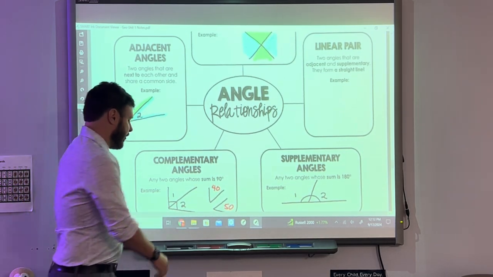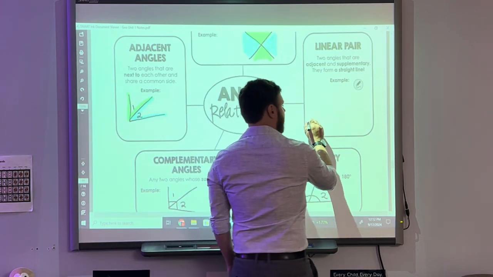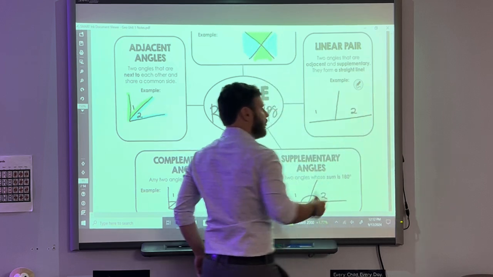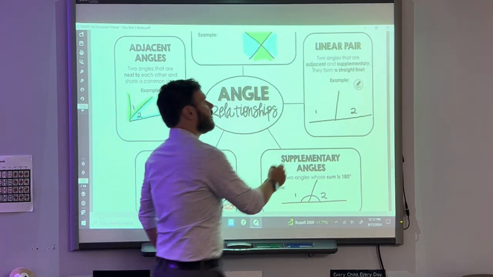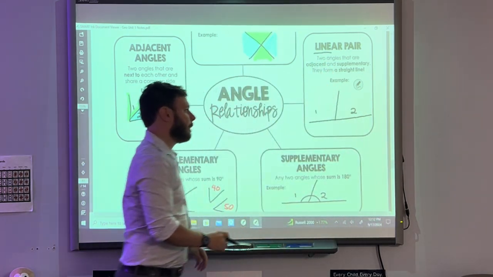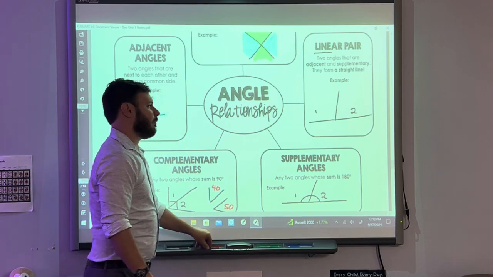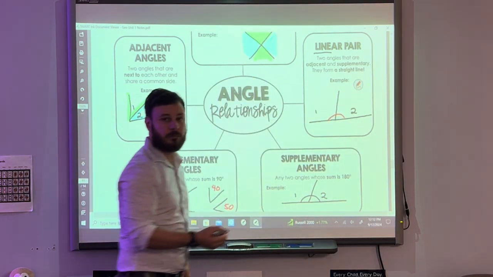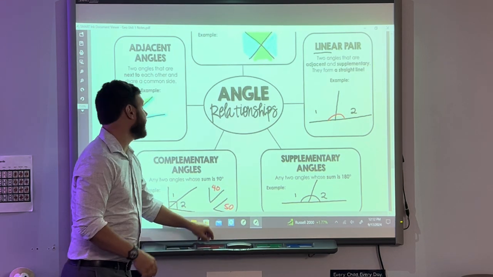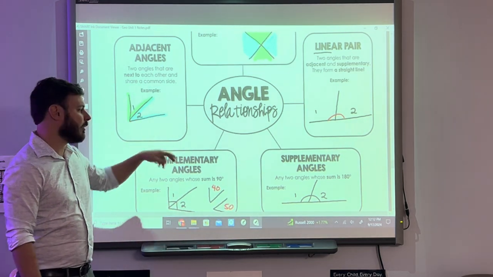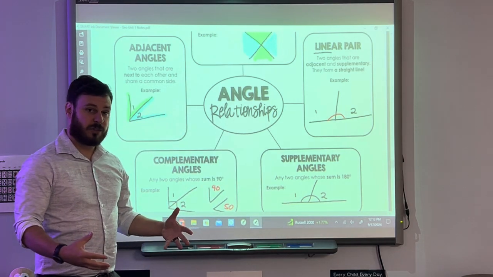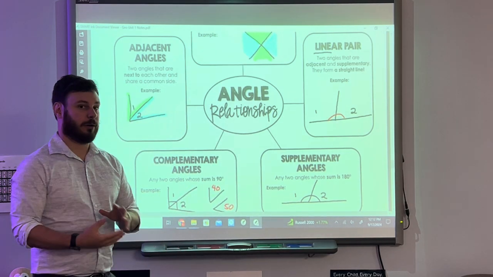A linear pair is special. A linear pair looks like this. Really just the thing I just drew. 2 angles that are on the same line that are supplementary. So you need 2 things to happen for a linear pair. You need them to be adjacent, you need them to be touching, and you need them to add up to 180. If you don't have either of those things, it's not a linear pair. You have to have both.